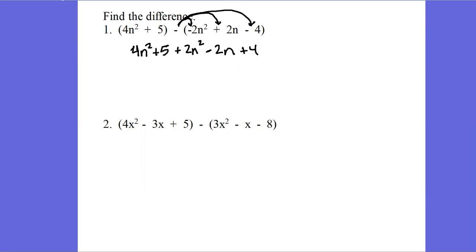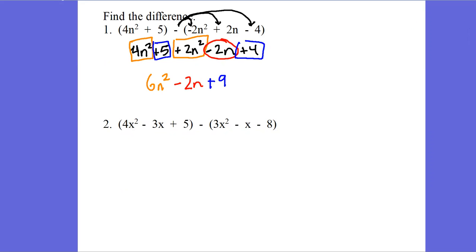Once you get past that step, everything is the same as what we did in the past video with combining our like terms. So we have positive 4n squared and positive 2n squared. Those are like terms. We can combine those. That is 6n squared. This minus 2n, there's no other terms in here with an n, so there's nothing to put that with. So we just have minus 2n, and this positive 5 and this positive 4, those like terms can be combined. That's just going to be plus 9. So this one, your final answer is 6n squared minus 2n plus 9.